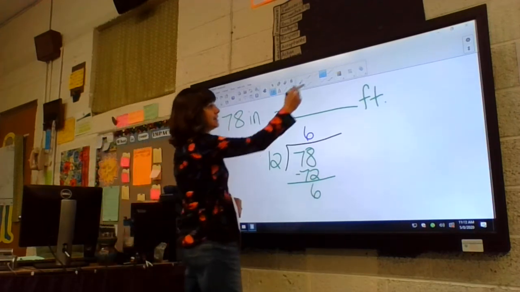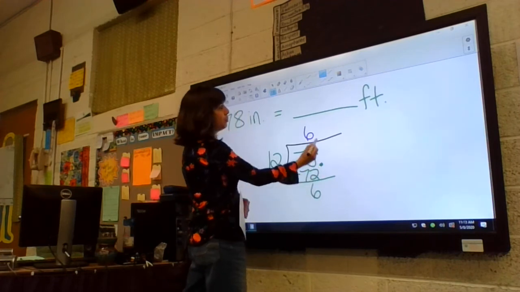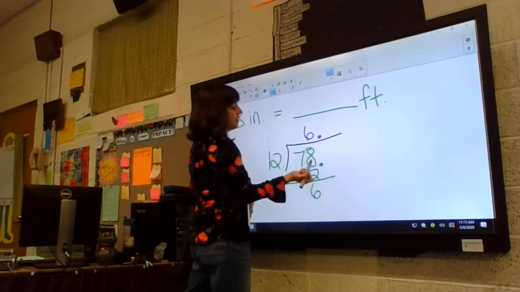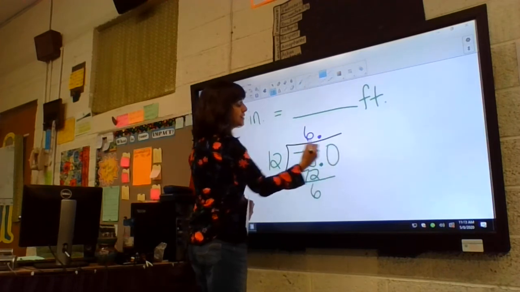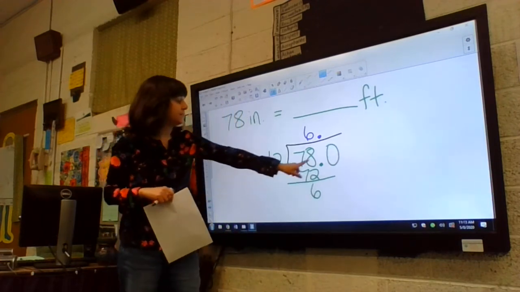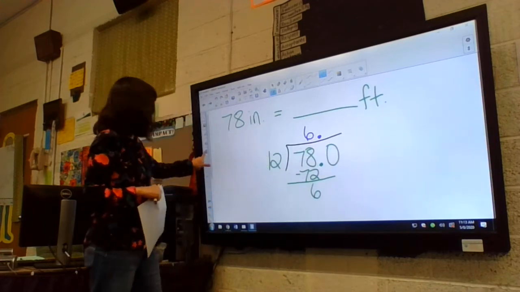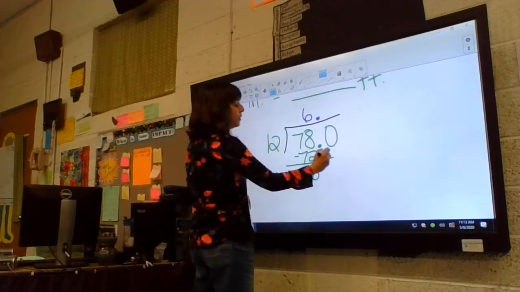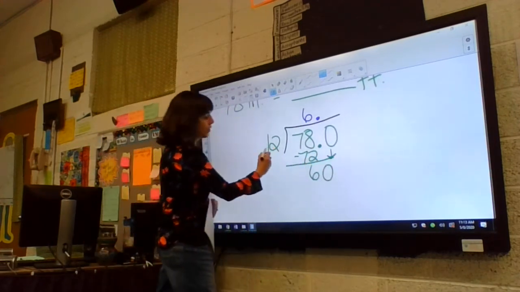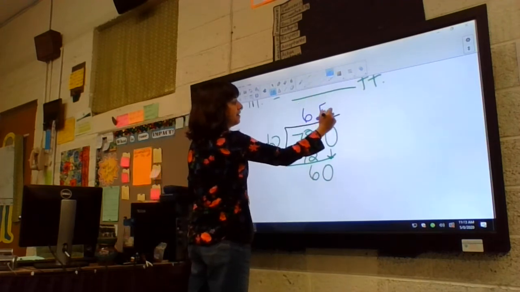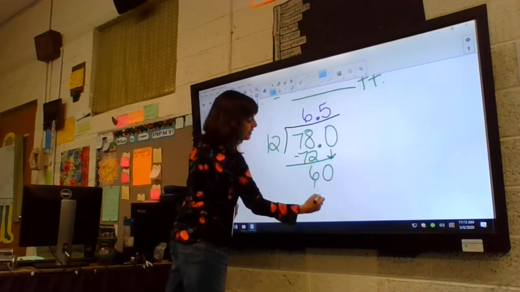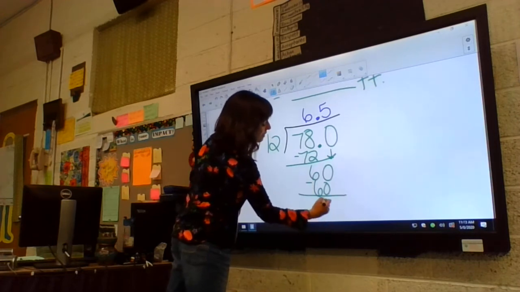Or we can add a decimal and then bring that decimal straight up and then add a 0. Remember, that's not changing the amount of the dividend. I still have 78. It's just 0 tenths left over. Okay, so then I can bring down my 0, and 12 goes into 60 5 times, and 12 times 5 is 60 with no remainder left over.